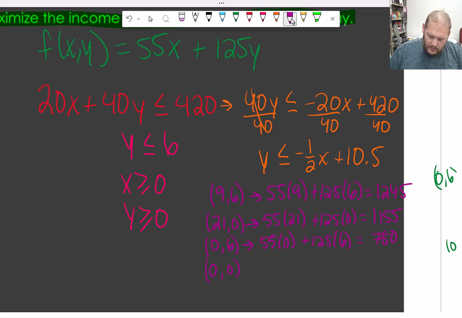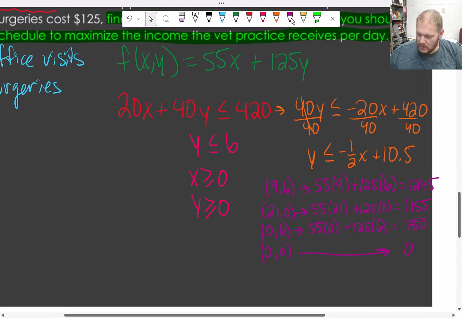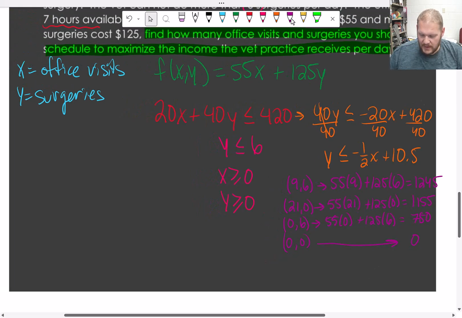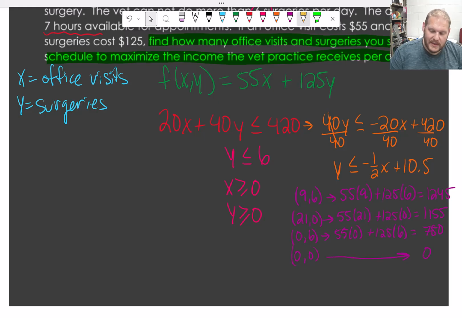All right, so pretty close, actually. I was surprised in how close that is. I think just because 21 is such a massive number that we end up still making more money taking in 9 office visits and 6 surgeries. Again, this is what I was talking about before. You have to be careful with how the question is phrasing the information they're requesting from you. They're not trying to figure out what's the maximum amount of money that our vet practice can make in a day. They want to know how many office visits and surgeries should be scheduled in order to maximize our profits. So now my answer should be 9 office visits and 6 surgeries.